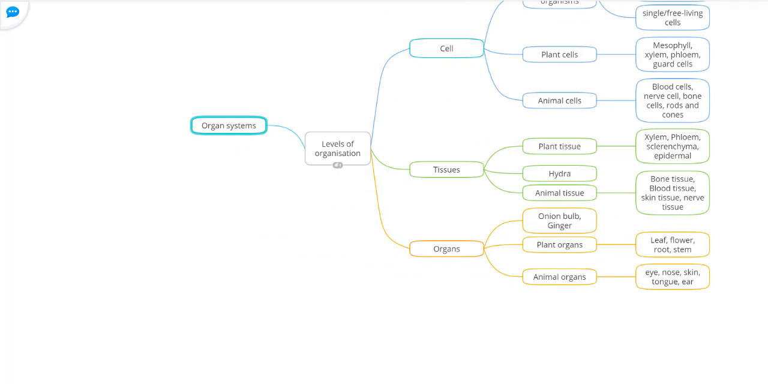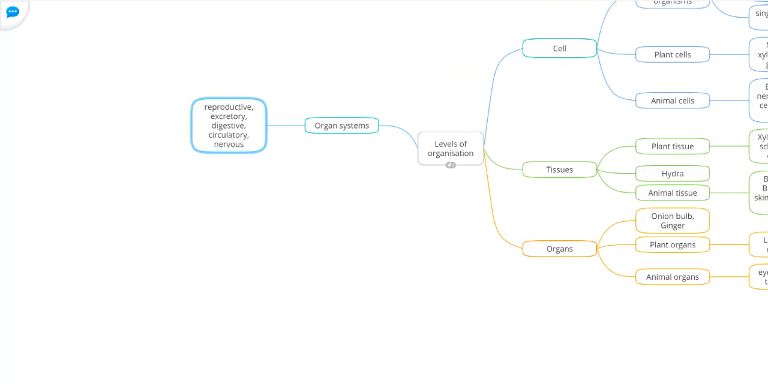Then we look at organ systems, or what we call systems. Living organisms are equally made up of systems, and these systems are made up of a group or collection of organs working together to perform a common function. So the examples of organ systems include the reproductive system, the excretory system, the digestive system, the circulatory system, the nervous system, lymphatic system, etc.